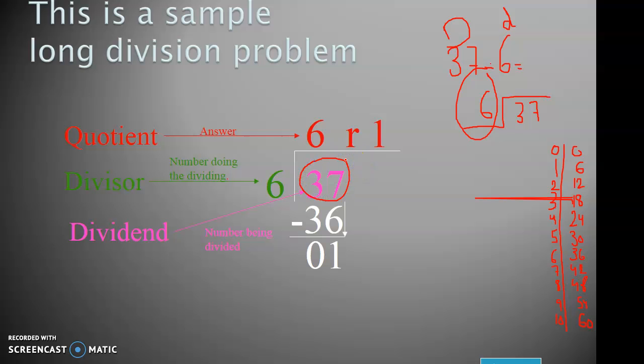37. Look at table 6, at the answers of table 6. Do we have here 37? No. So we will choose a number very close to 37 and less than 37. Which number? 36. So I will write 36 under 37 because it's the closest number. Okay? So 36 here.